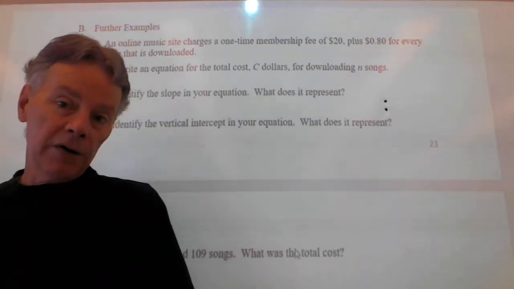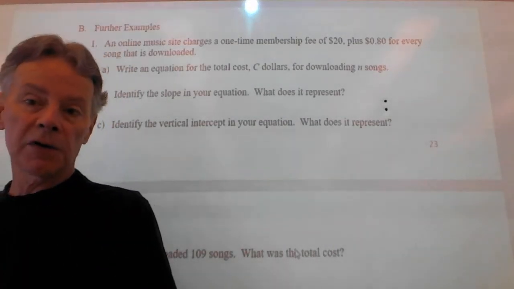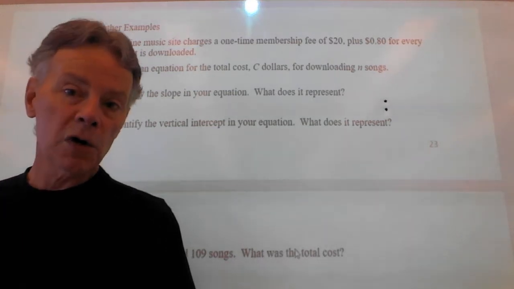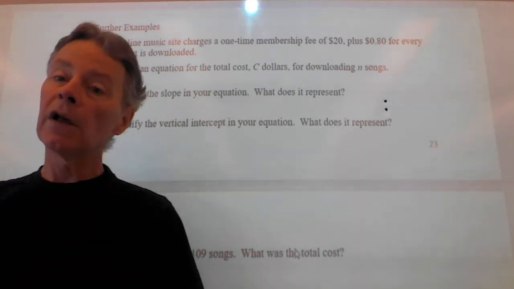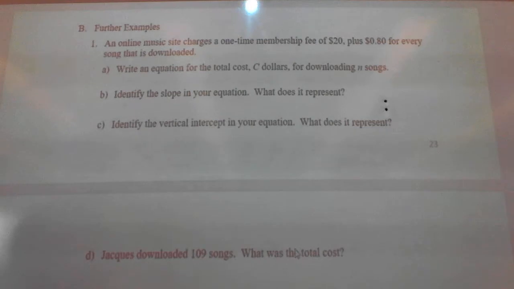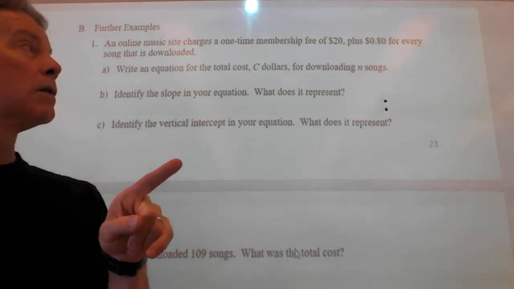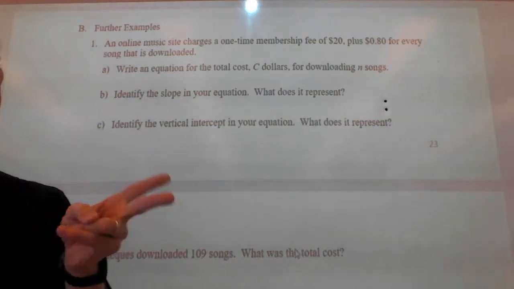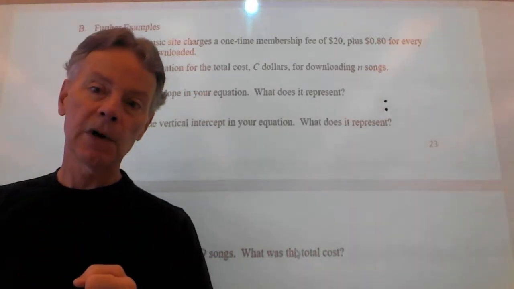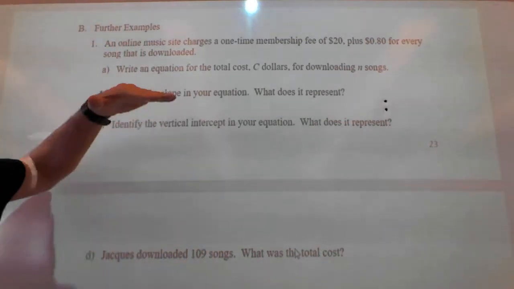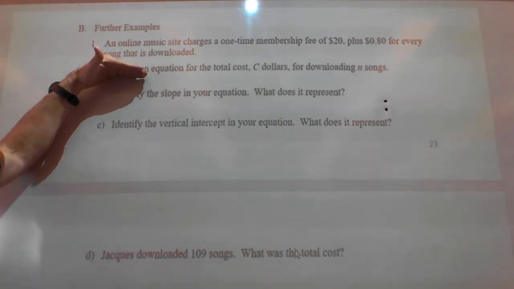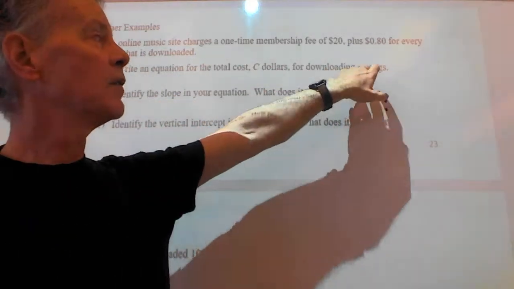Sometimes they're not so nice. They don't give you a graph, so it's not quite as visual. It's a little harder to work with, but you're smart and you can do it, okay? So it says an online music site charges a one-time membership fee of $20 plus 80 cents for every song that's downloaded, okay? Write an equation for the total cost of downloading N songs.